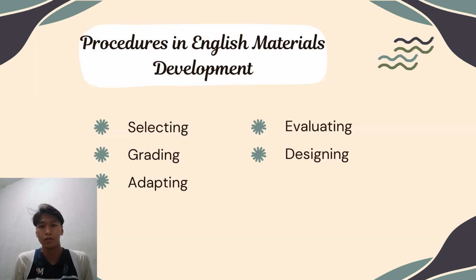First, let me tell you about five procedures in English material development. The first is selecting material, and the second is grading materials. Then continue to adapting materials. After that, there is evaluating material, and at last, designing material.